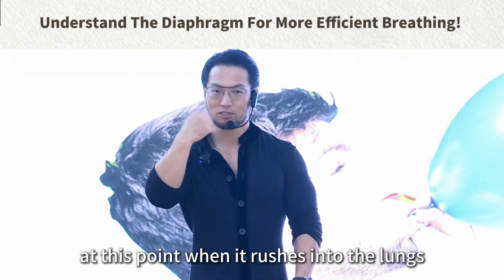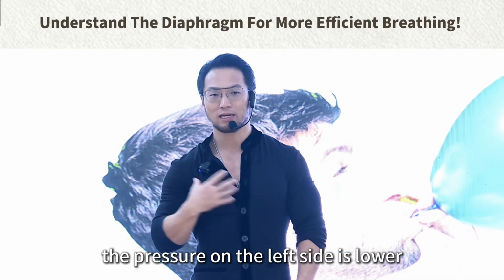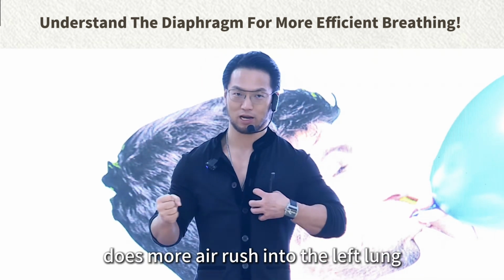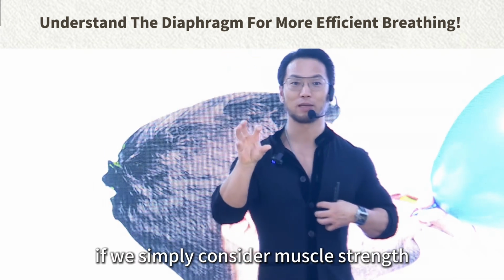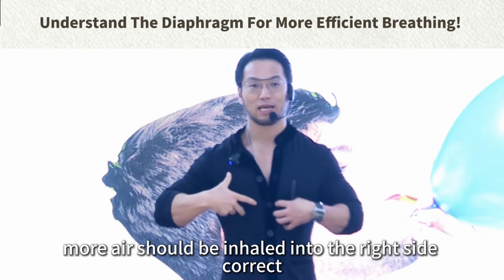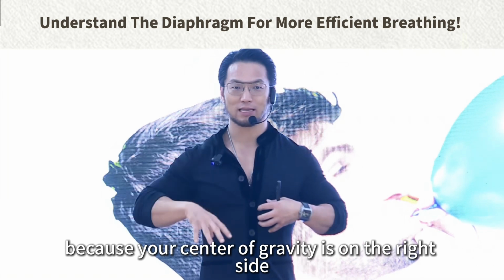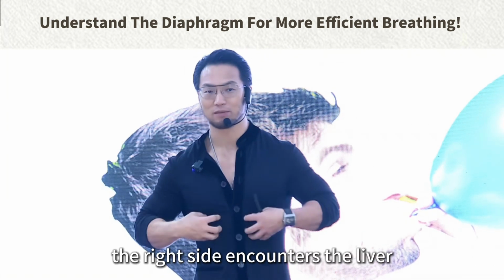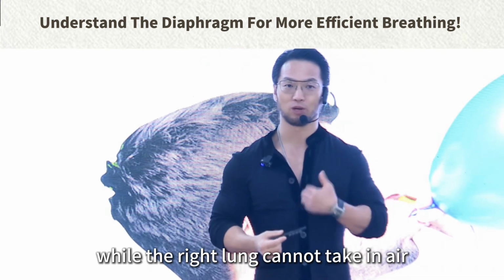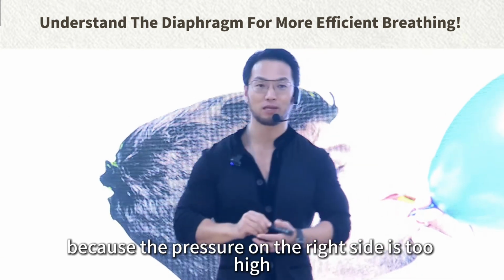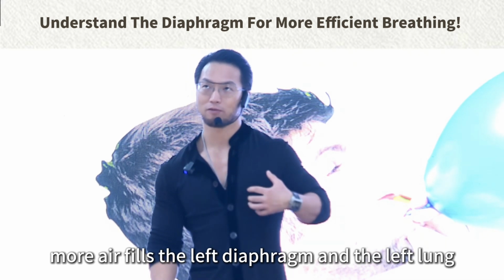At this point, when it rushes into the lungs, it finds that the pressure on the right side is high. The pressure on the left side is lower, so at this time, does more air rush into the left lung or the right lung, more on the left or more on the right? If we simply consider muscle strength, more air should be inhaled into the right side, correct? However, because your center of gravity is on the right side, and in addition, the right side encounters the liver, which is relatively large, in this state, most people's left lung is overinflated, while the right lung cannot take in air. Because the pressure on the right side is too high, more air fills the left diaphragm and the left lung.